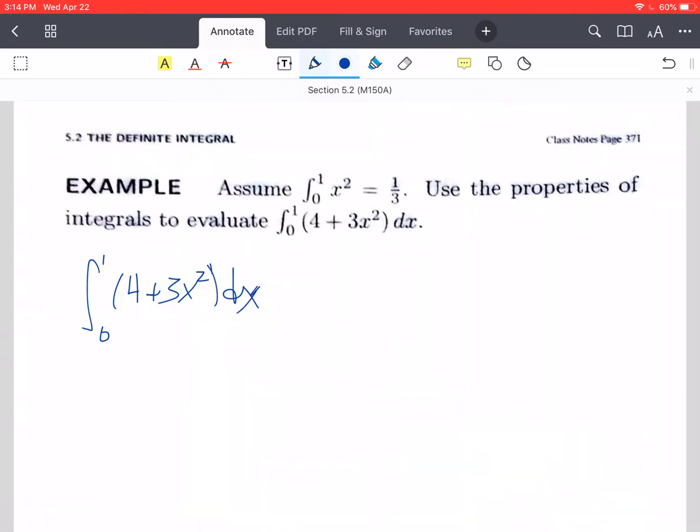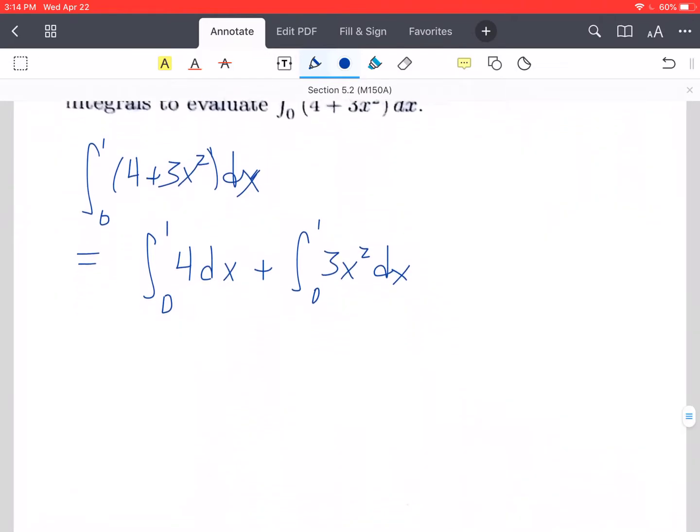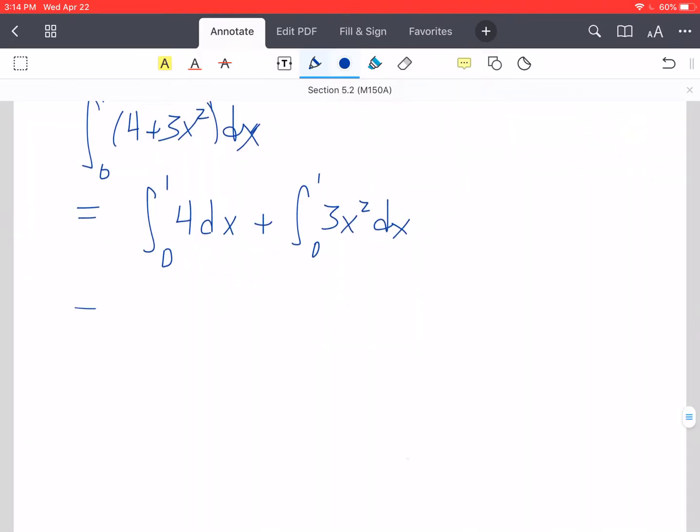All right. So let's start using these properties. I want to get the integral of just an x squared by itself. So to do that, we need to start splitting this up. So first thing I can do, I can split up across the addition, right? This becomes integral 0 to 1 of 4 dx plus integral 0 to 1 of 3x squared dx. And then pull out the constant in that second integral. So plus 3 times the integral 0 to 1 of x squared dx.